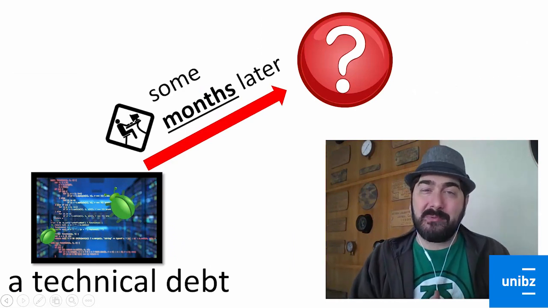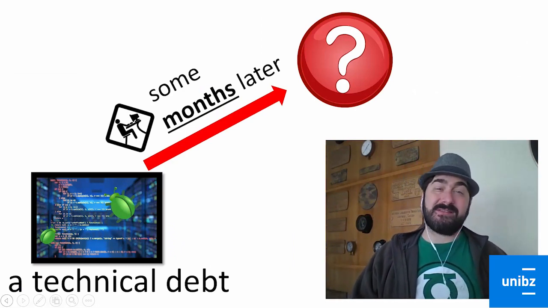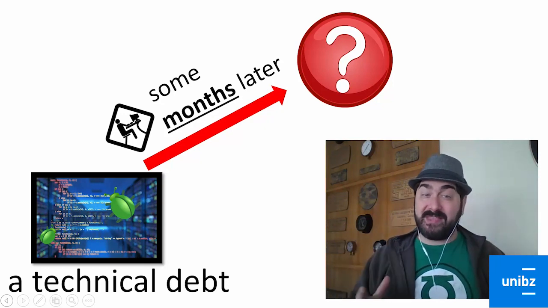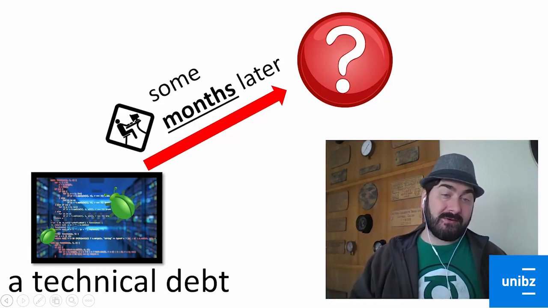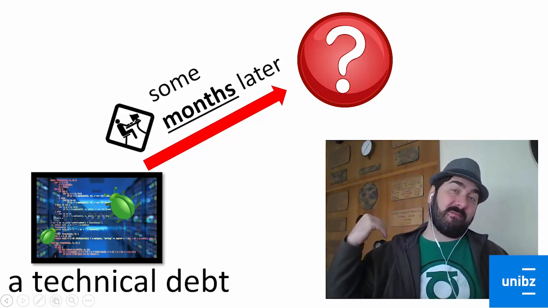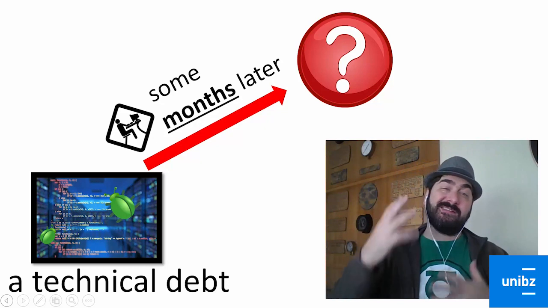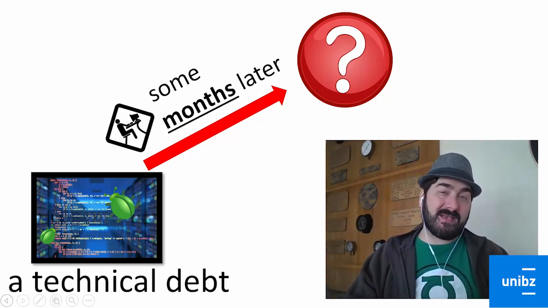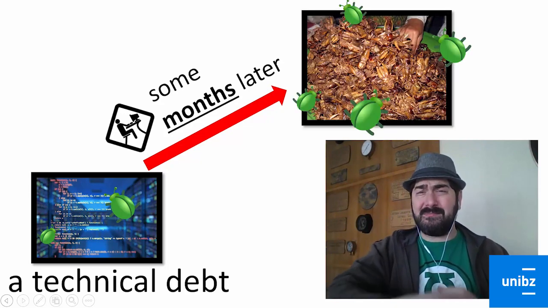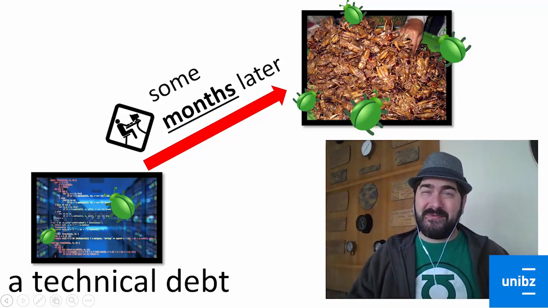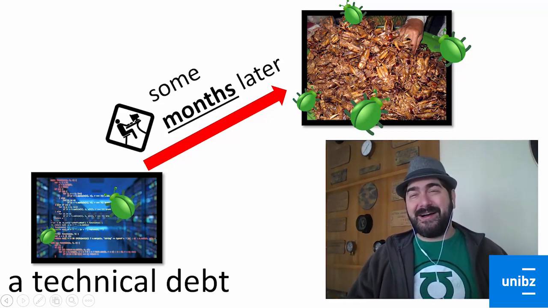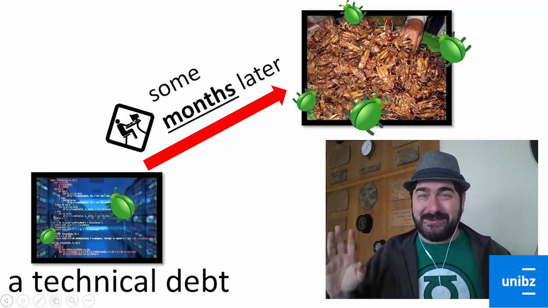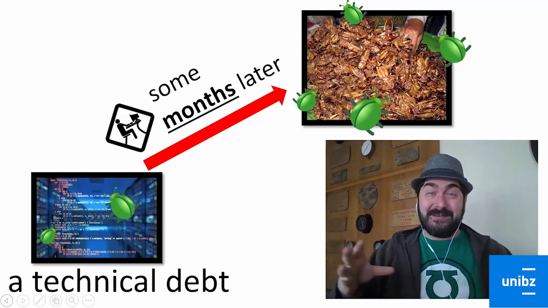Well, I will come back with the same question now. Instead of some weeks later, it's some months later. So you have a technical debt, you don't handle it, you don't pay it, you have a lot of developers working in that code, and this debt keeps growing. What happens some months later? It's something like this. Wow, very hard to put your hand on that code, right? I did not want to.